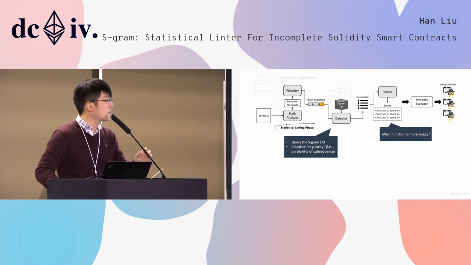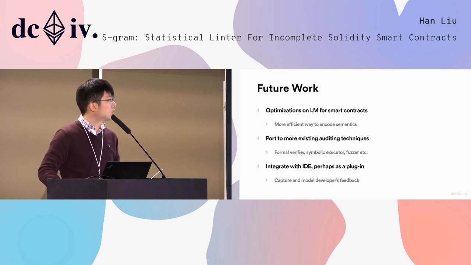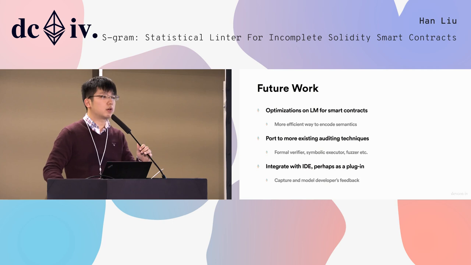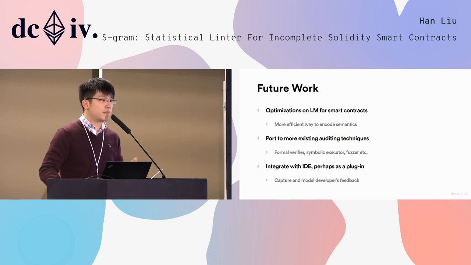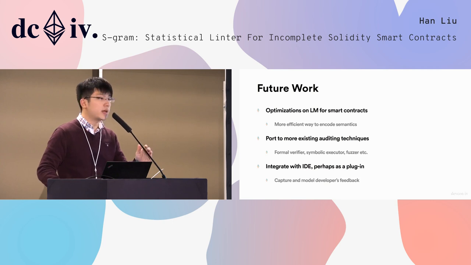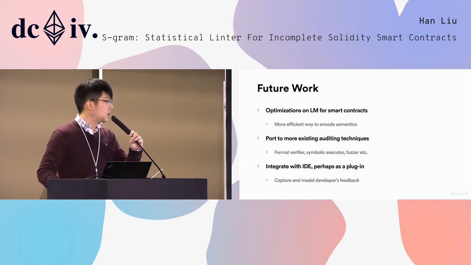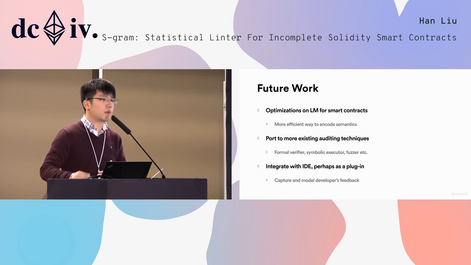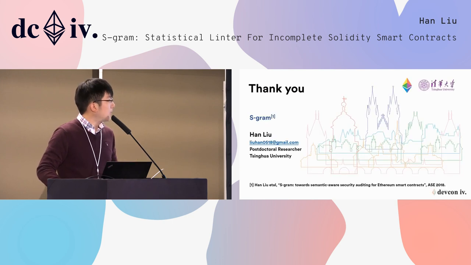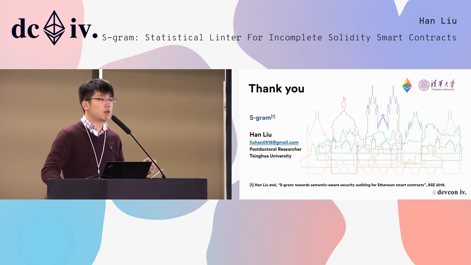In the future, we plan to work on optimizations of the language models, for example finding a more efficient way to encode both syntactic and semantic regularities. We are also considering porting SGRAM to more existing techniques, for example formal verification, static analysis, and random fuzzing. To create a better developer experience, we plan to integrate SGRAM with an IDE so that we can capture and model developers' feedback and optimize SGRAM itself. We have published an academic paper about SGRAM. If you are interested, you can look into the details.